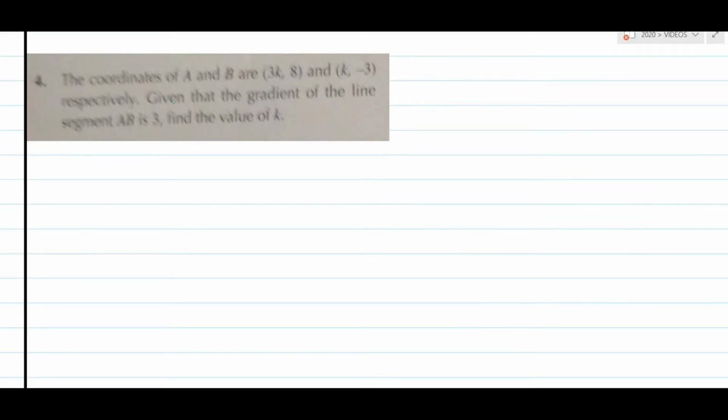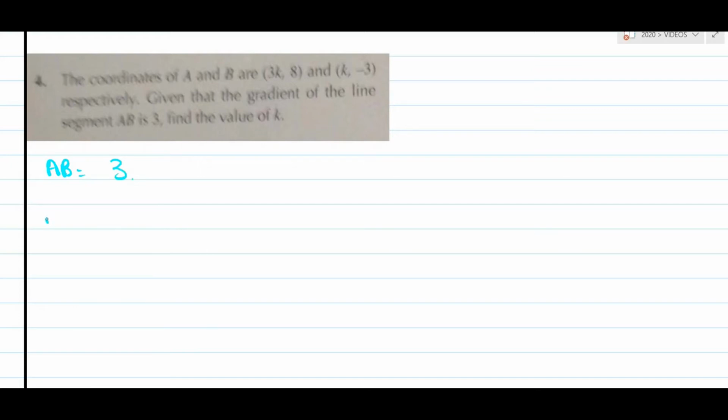The question says the coordinates of A and B are 3k, 8 and k, minus 3 respectively. Given that the gradient of the line segment AB is 3, find the value of k. Now in this question the gradient is already given, but the numbers for the coordinates are not there. So first of all, the gradient of AB is equal to 3.